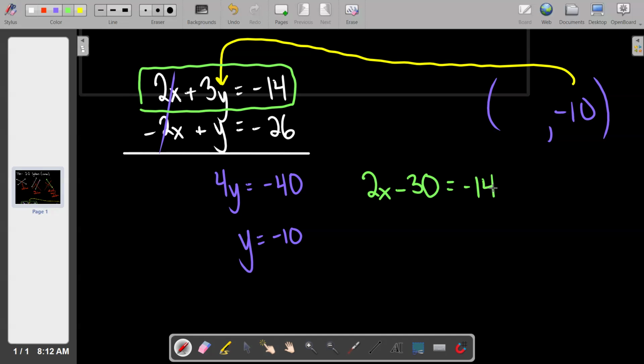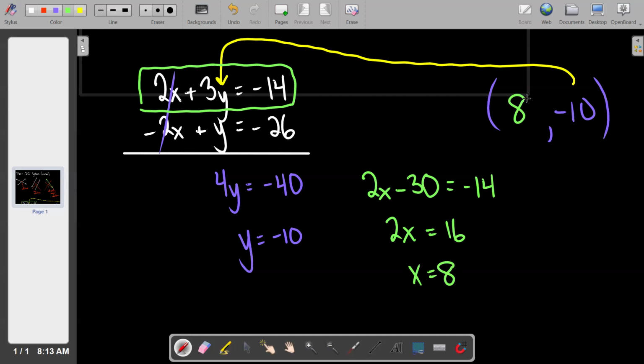All right. At this level, I shouldn't have to show you that I'm doing 3 times negative 10. I feel like I can just do that. And then again, it's just math, right? Algebra just is what it is. Like solving an equation, it never changes. What do we do next? Add 30 to both sides. And we get 16 on the right. Divide by 2, and what is x? And that is your solution to the system.